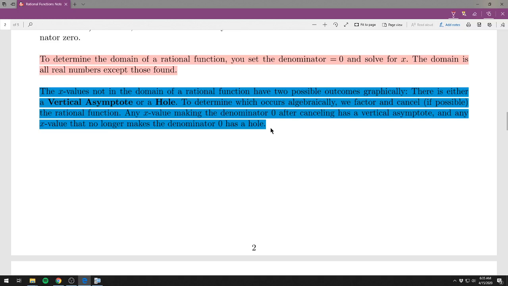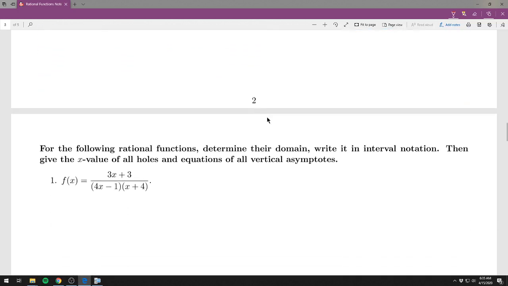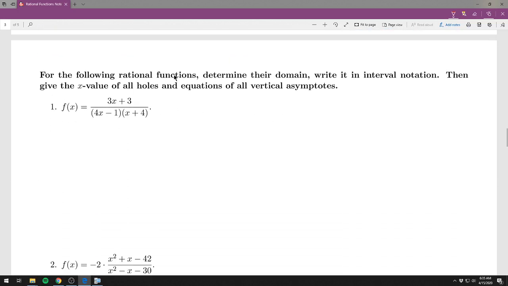Right, so this stuff goes together. Often you'll see that in the homework as well. We have a couple problems here. It says for the following rational functions, determine their domain and write it in interval notation. Then give the x values of all holes and the equations of all vertical asymptotes.